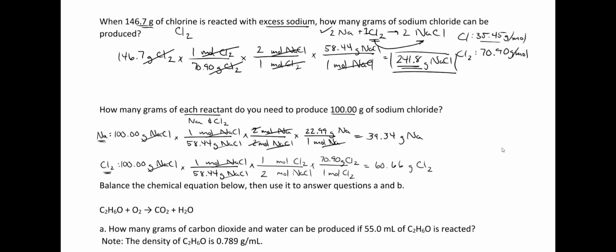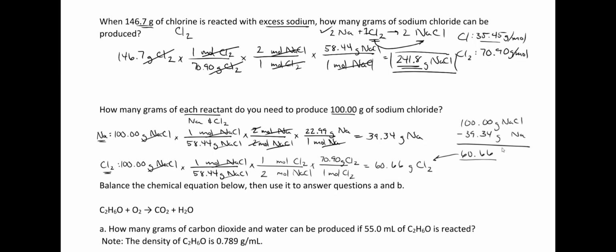Now you might have noticed that if I had instead just started here and said, okay, I've got 100 grams of sodium chloride, and after the first part of the equation, I have 39.34 grams of sodium, what do we find if I subtract that? Well, we would get 60.66. That's exactly the same number as we got there.